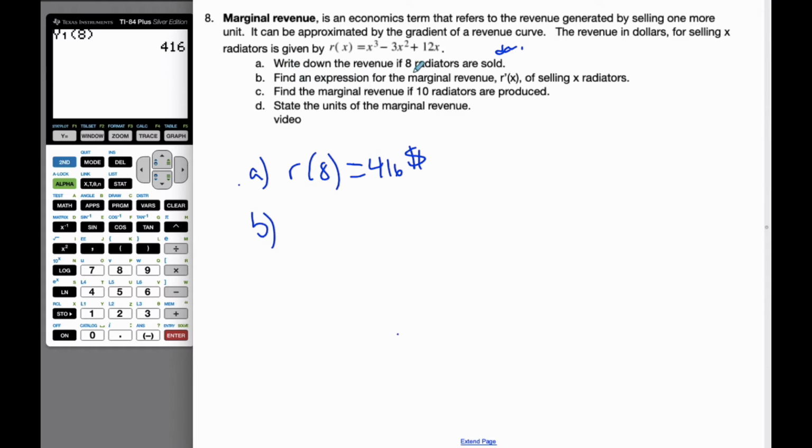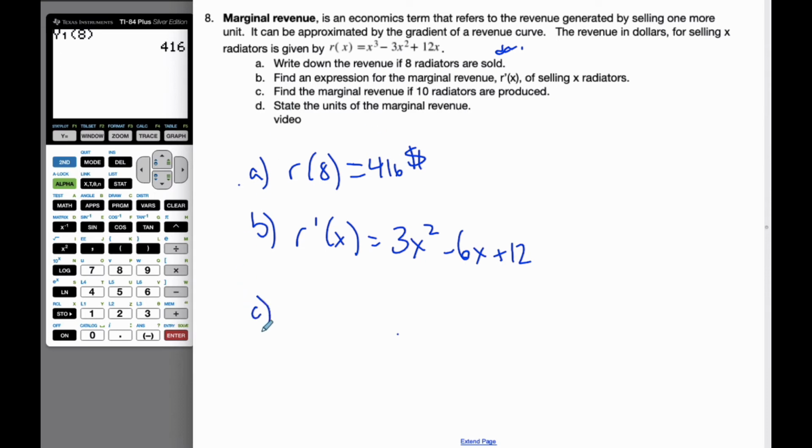Then it says find an expression for the marginal revenue, so R prime of selling X radiators. So R prime of X, well, the 3 comes down. I subtract 1 away from it, I get squared. Minus the 2 comes down, so 2 times 3 is 6. Subtract 1 away from 2 gives me 1. Plus, well, the 1 on this exponent comes down, becomes 12. X to the power 0 is just 1. So here is my marginal revenue.